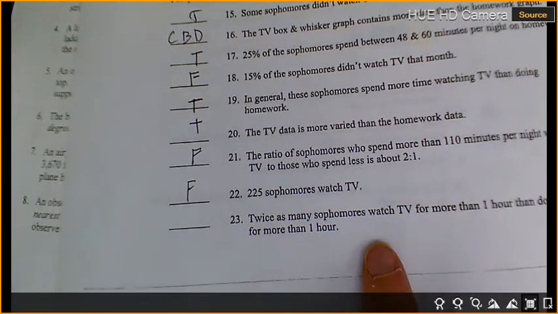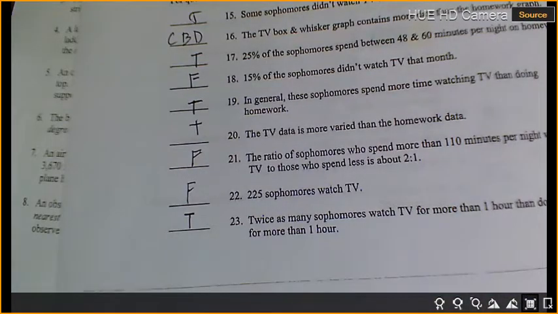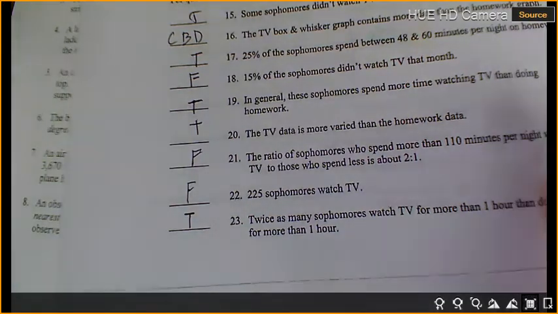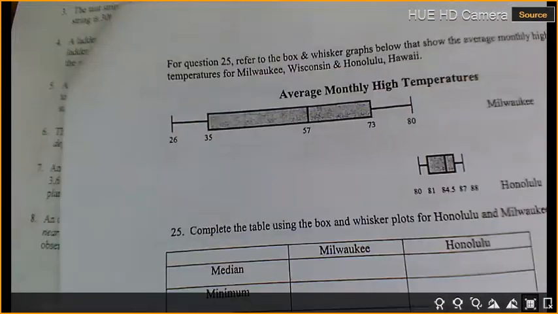Twice as many sophomores watch TV for more than an hour than do homework for more than an hour. This is true, because 50% watch more than an hour of TV, whereas only 25% do more than an hour of homework. Okay, we're going to look at the back, that page that you just did.